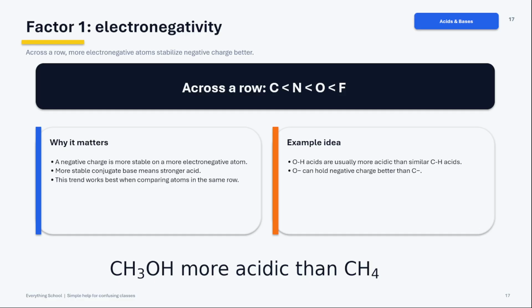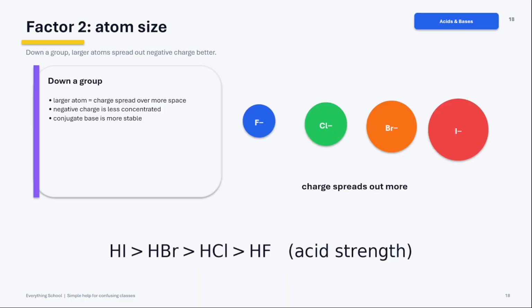Why does that matter? A negative charge is more stable on a more electronegative atom. More stable conjugate base means stronger acid. This trend works best when comparing atoms in the same row. The example idea is that OH acids are usually more acidic than similar CH acids because O- can hold negative charge better than C-. Slide 18, Factor 2, atom size.